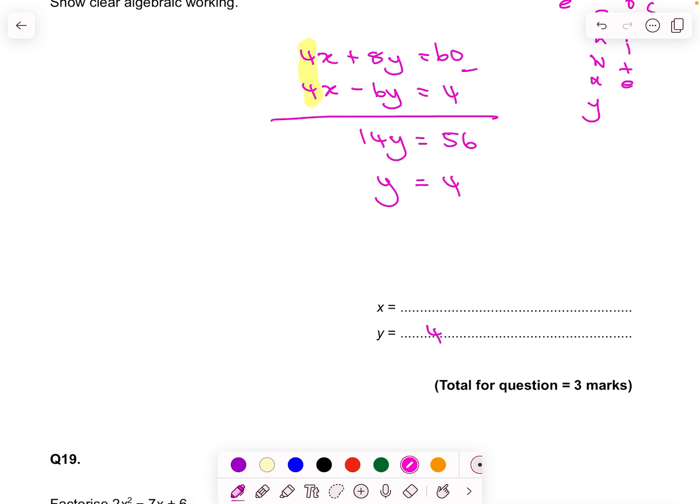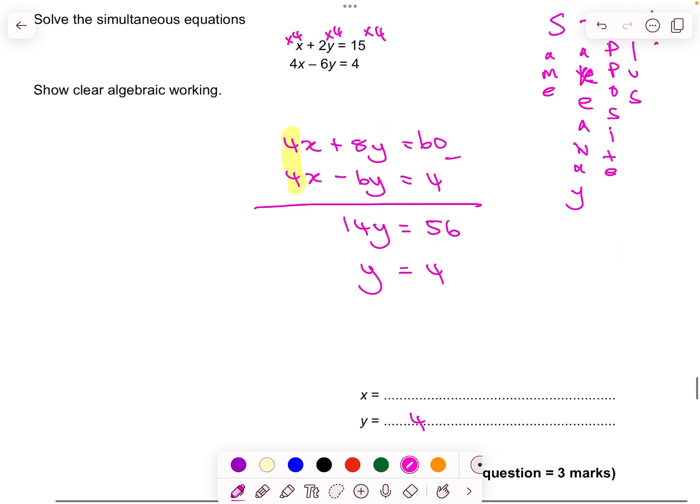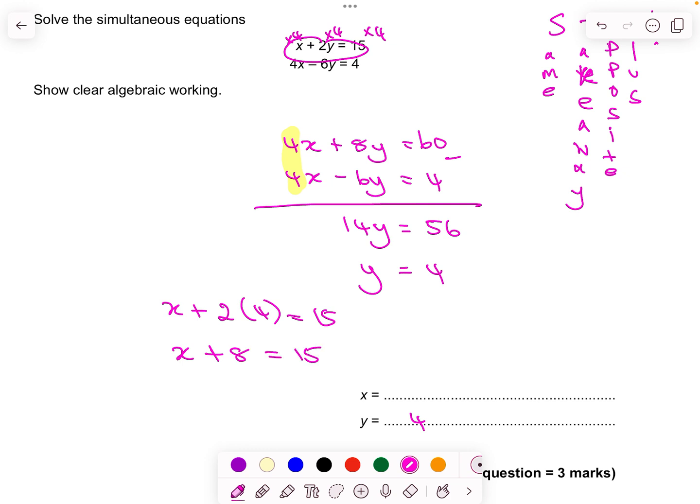Then we're going to substitute back into any of the equations. I think I'm going to substitute back into the original one here. And I'm going to write x plus 2 times y, in this case y is 4, equals 15. So x plus 8, 2 times 4 is 8, equals 15. I'm going to subtract 8 from both sides to get that x equals 7. Okay.